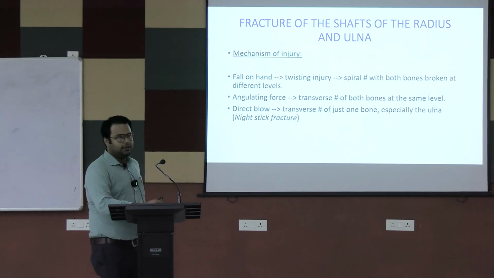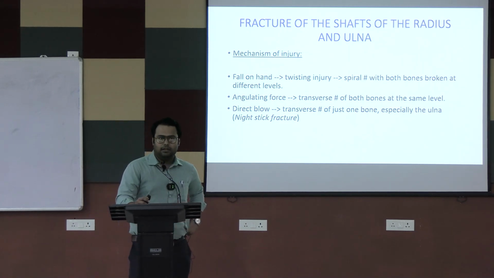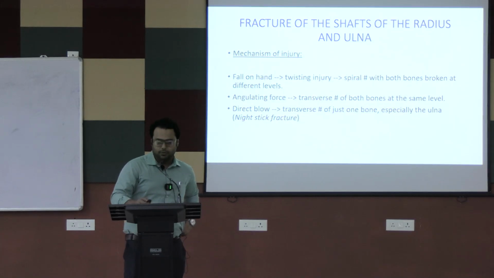If there is an angulatory force, then there will be a transverse fracture of both the bones, mostly at the same level. Or sometimes there is a direct blow. Suppose someone is hitting you with a rod and you come to protect yourself. Then there is a transverse fracture of mainly one bone, usually the ulna, which is known as a nightstick fracture. This is a very common MCQ question, so you should know this.